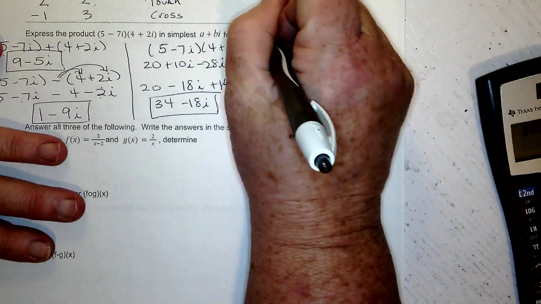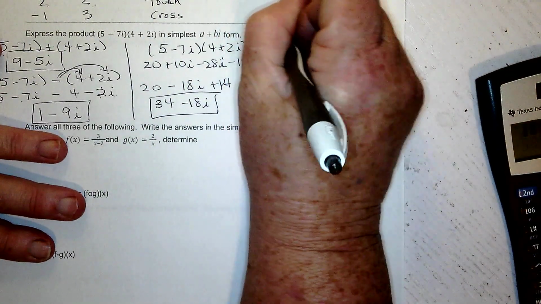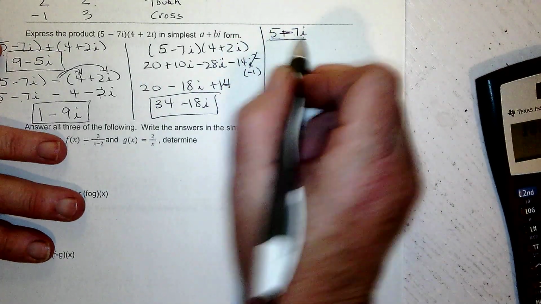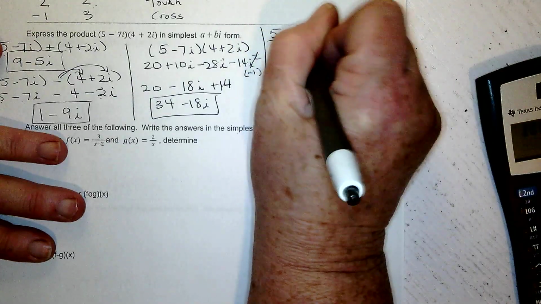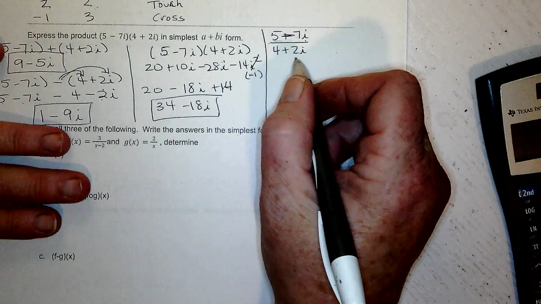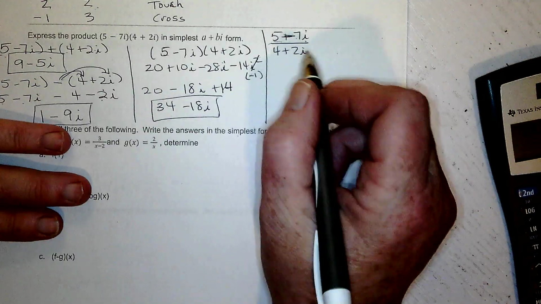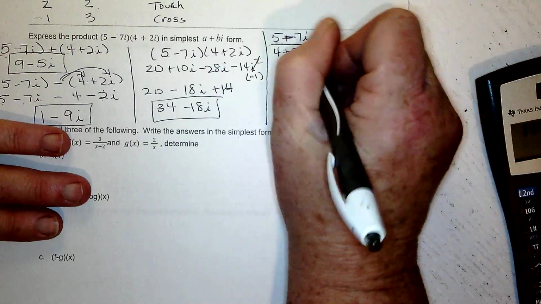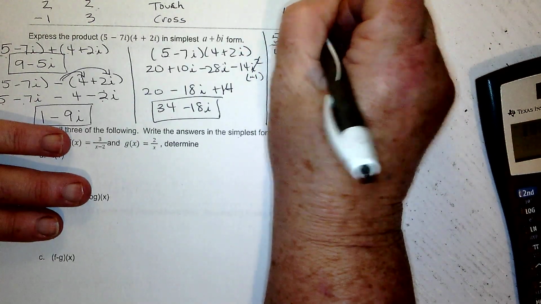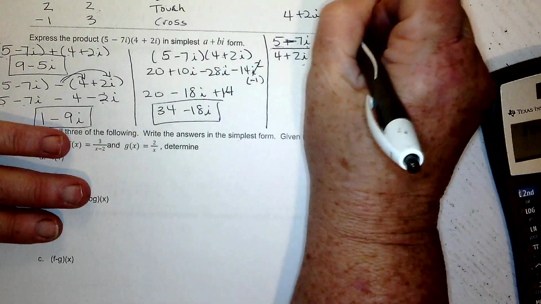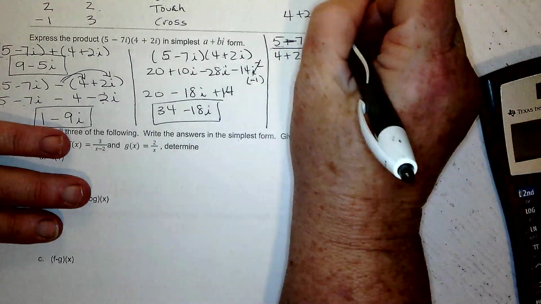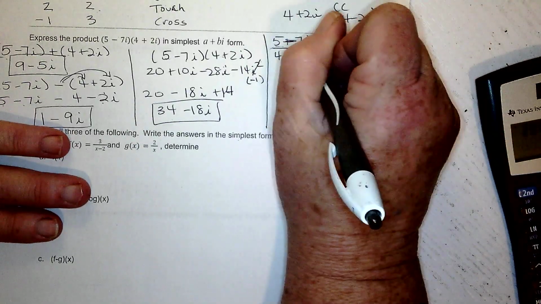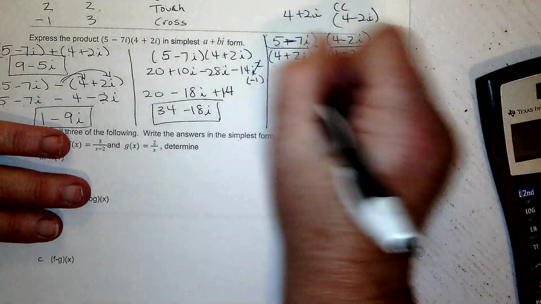And I want to do one more. I want to do the division. That should be 5 minus 7i over 4 plus 2i. Remember, you have to have the complex conjugate in order to rationalize that denominator, because it is currently not rationalized. So you have to multiply by, well, if 4 plus 2i is the term in the denominator, its complex conjugate is 4 minus 2i. So 4 minus 2i over 4 minus 2i. And you just have to multiply both the numerator and the denominator.